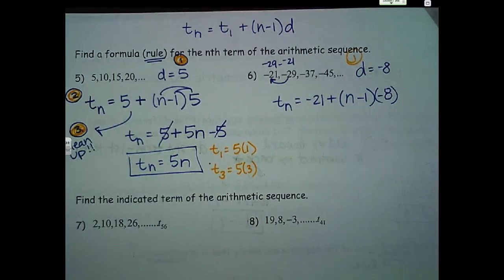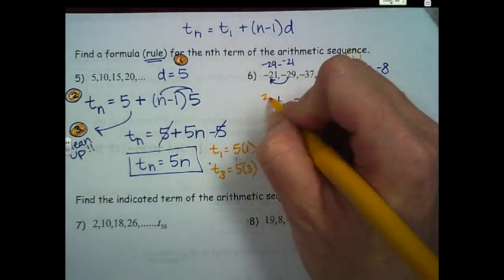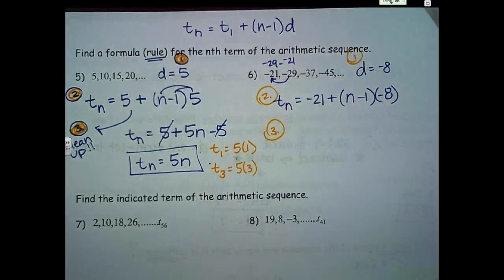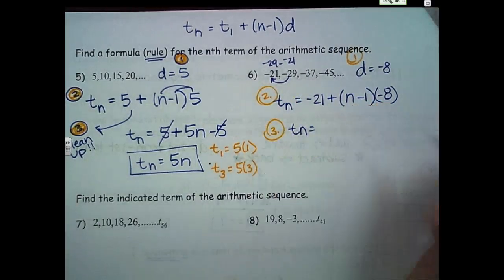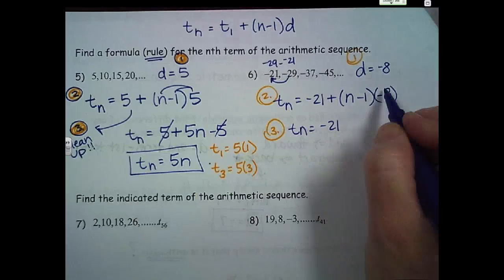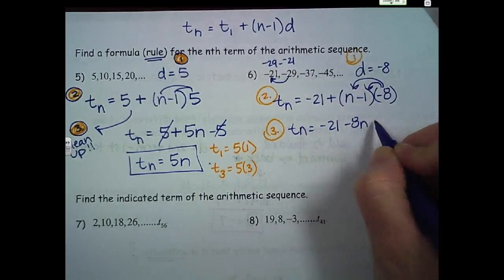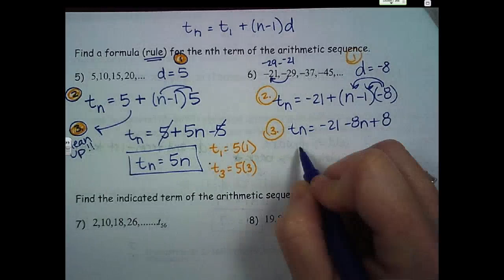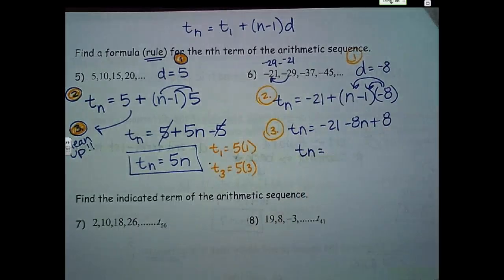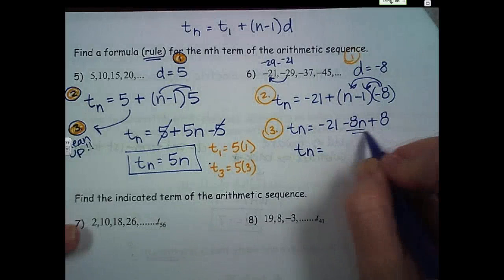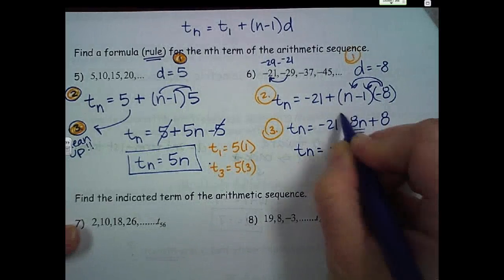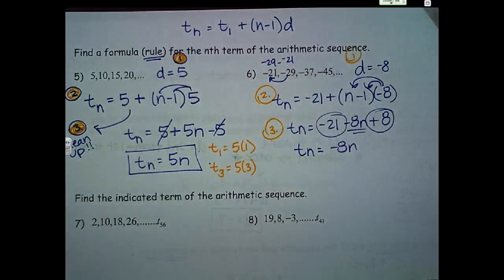So that's step 2. Step 3 is to do what to it? Clean it up, make it look better. So t sub n equals negative 21, and I'm going to distribute this. Negative 8n plus 8. Always put the variable first, so negative 8n, and then combine these. Negative 21 plus 8. Negative 13.